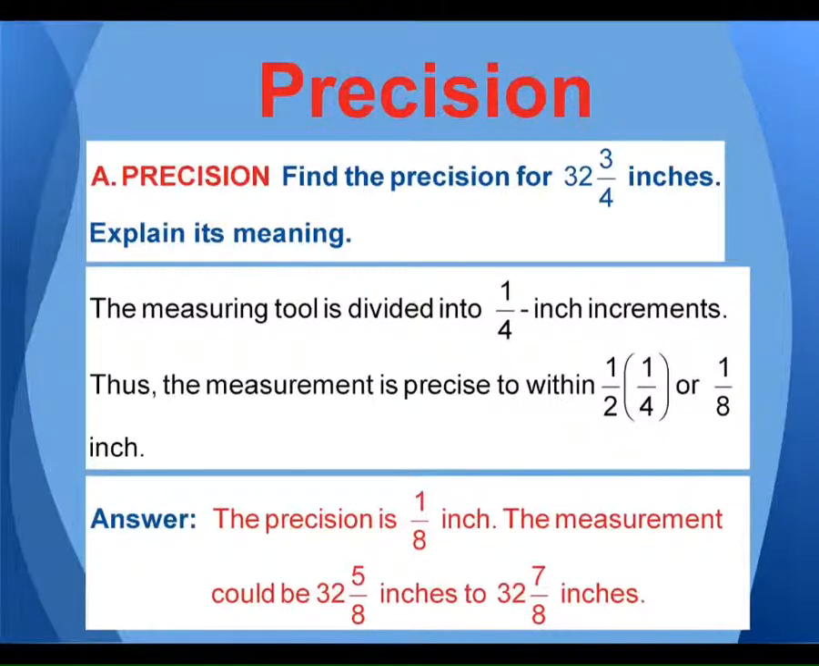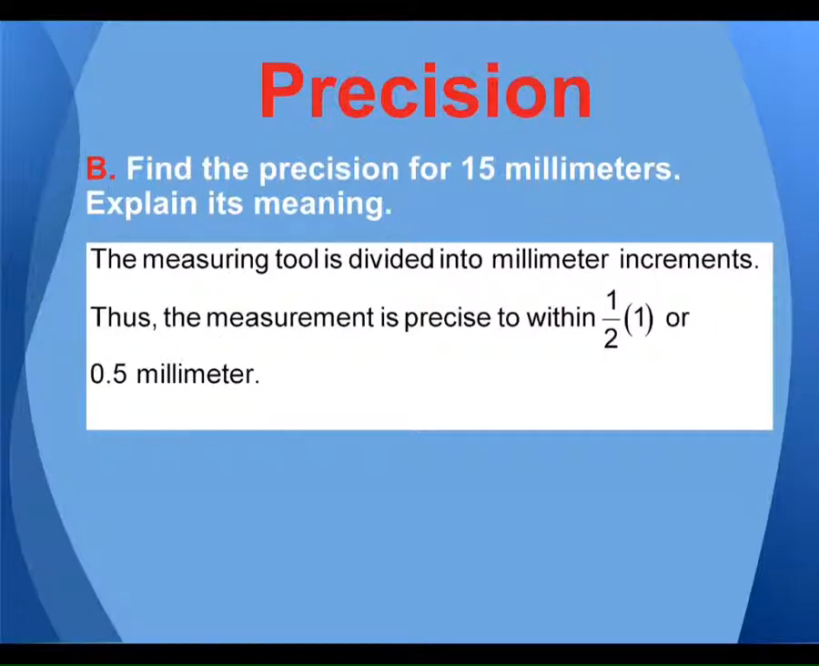Let's look at one or two more. We'll come back to it. Find the precision for 15 millimeters, explain its meaning. So if this line segment was divided up into millimeters, that's the smallest unit, right? The smallest unit that this is divided into is 1 millimeter. That's the smallest. We're not talking half millimeters. We're not talking quarter millimeters. You wouldn't talk about quarter millimeters. You would talk about nanometers and that sort of thing. But the smallest unit is 1 millimeter.